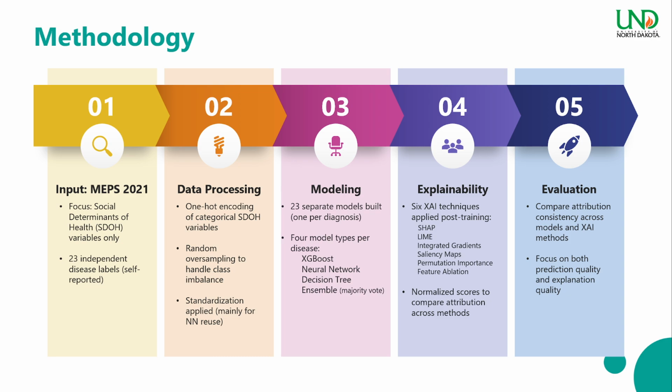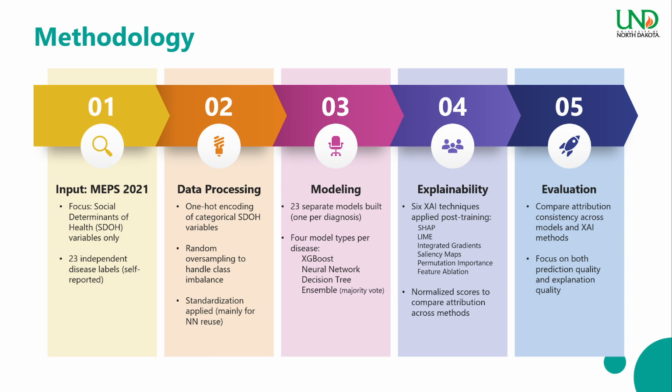From there, I trained 4 types of models for each condition: XGBoost, a neural network, a decision tree, and then an ensemble model that combines all 3 of those other models using majority voting. This gave me a good spread, everything from interpretable models to black box models. And then after training, I applied 6 different XAI techniques that are popular in the literature today. So there's SHAP, Lime, integrated gradients, saliency maps, permutation importance, and feature ablation.